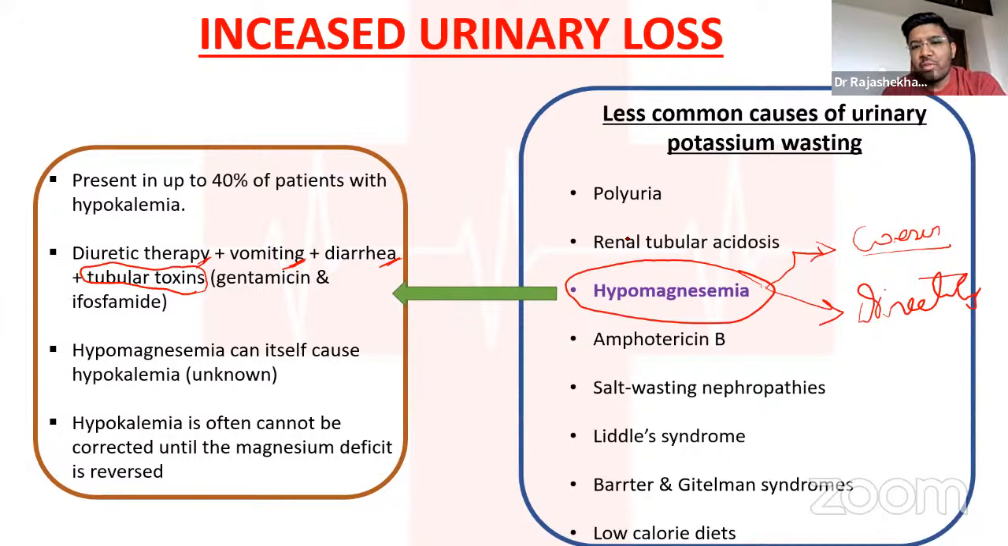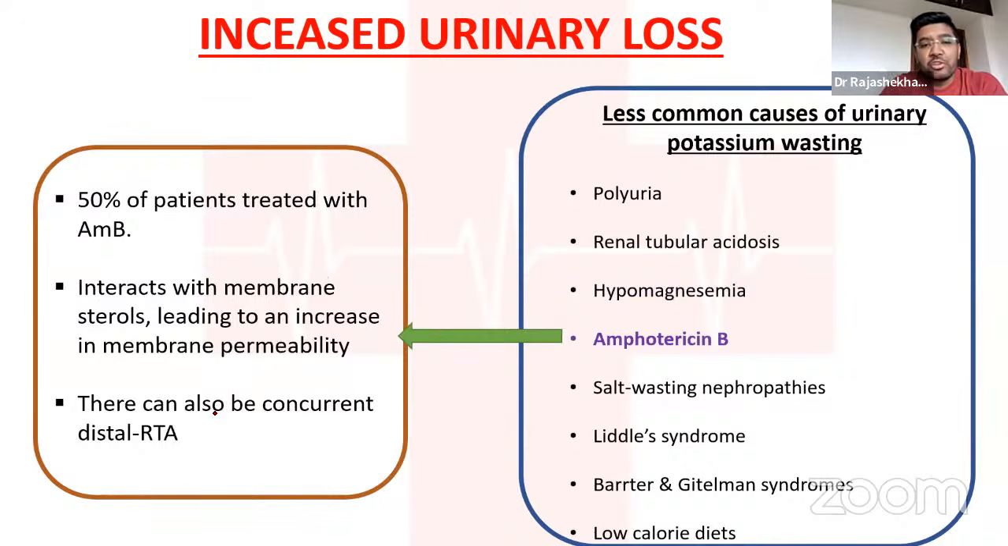I think we discussed calcium and hypomagnesemia in the last class. A very important thing in hypomagnesemia is that the hypokalemia often cannot be corrected until the magnesium deficit is reversed in a patient. This is similar in case of hypocalcemia. Always correct magnesium before correcting the potassium and calcium in your patient.